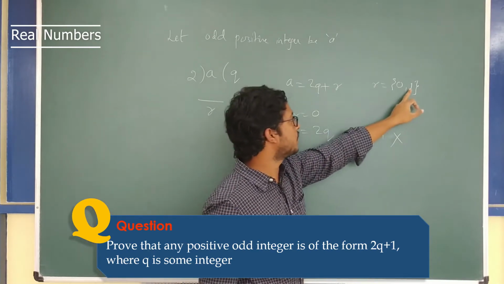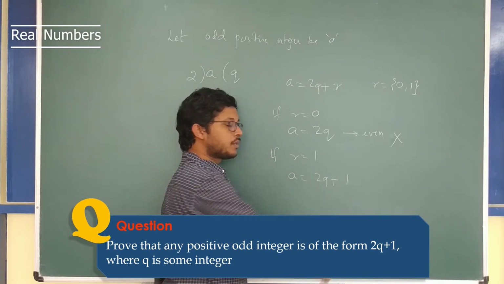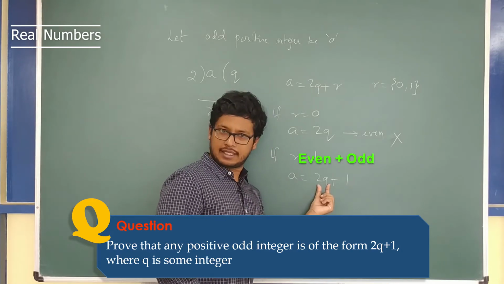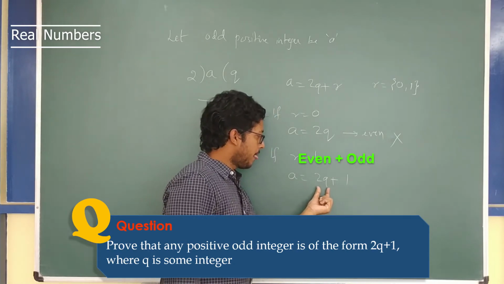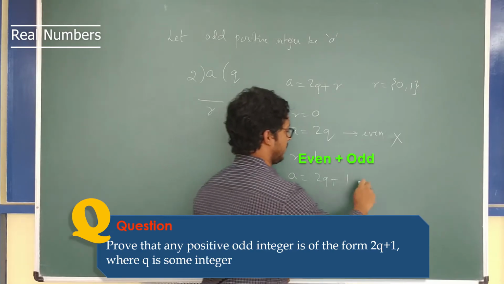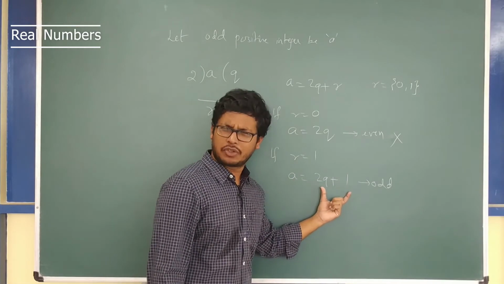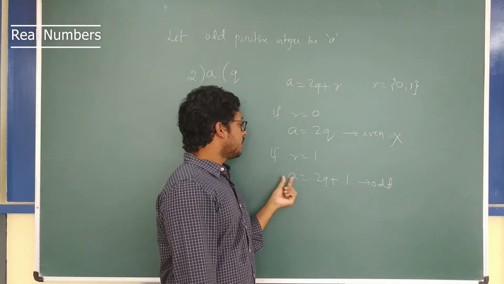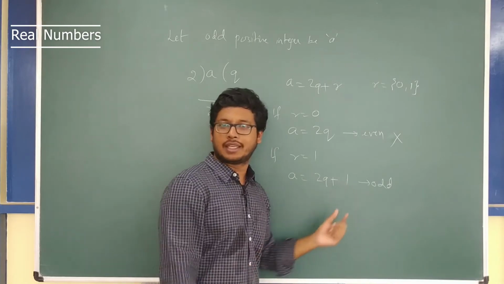So let's see what happens if I put r as 1. If I put r as 1, a will be 2q + 1. Now see this one: 2q, where 2 is an even number multiplied by some number, the resultant is an even number, and 1 is an odd number, which means even plus odd, the resultant will be an odd number. So any odd number that you take can always be written in the form 2q + 1. That is true actually, you think it logically. Whenever you divide an odd number by 2, the remainder will always be 1. So that 1 itself is coming here.